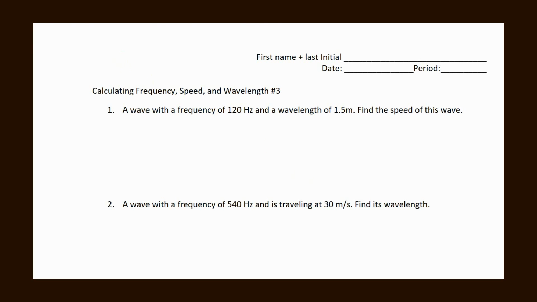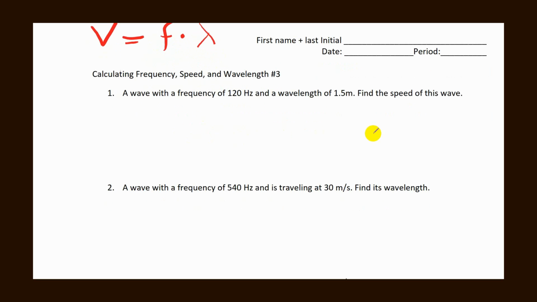Okay, in this assignment, we will be finding wavelength, frequency, and speed of a wave. The equation which you will be using is V equals frequency multiplied by lambda. Lambda is wavelength. So for the first one, a wave with a frequency of 120 hertz and a wavelength of 1.5 meters. Find the speed.